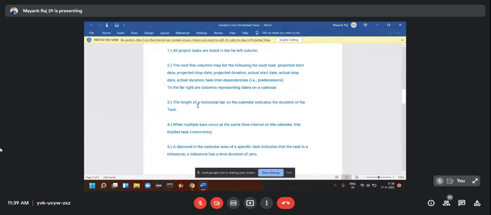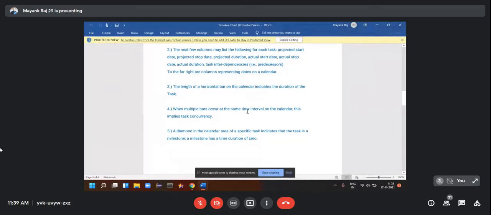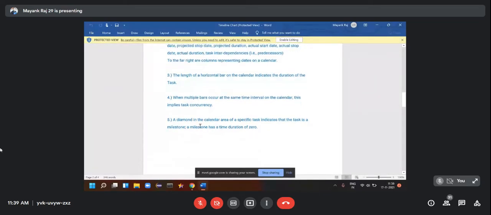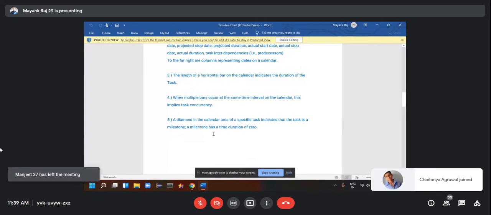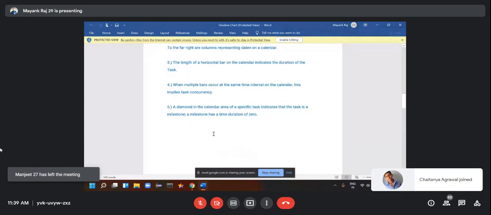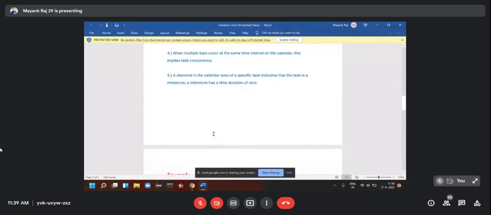The length of the horizontal bar indicates the duration of the task. And the last point is that a diamond shape represents an important milestone or important duration of that specific task.